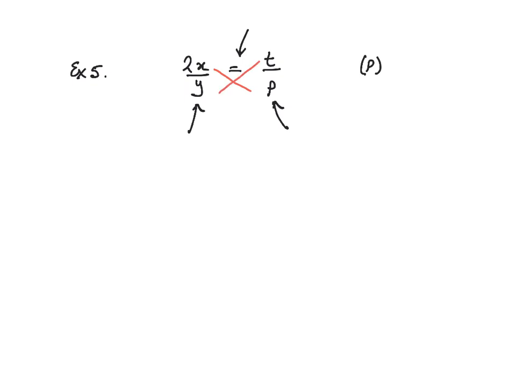So if I cross multiply, what do I get? Well, 2x times p equals t times y. No fractions. I want p to be the subject. How do I get p on its own? I have to get rid of this 2x. What's the 2x doing to the p? It's multiplying the p, so I'm going to divide by 2x. P then equals ty over 2x.